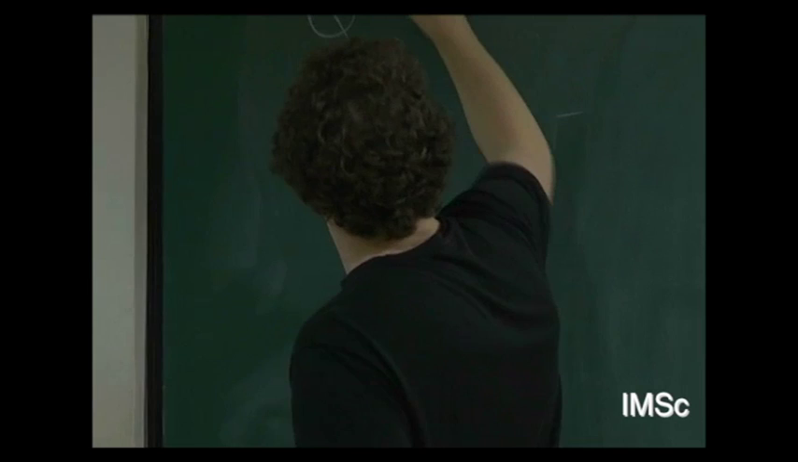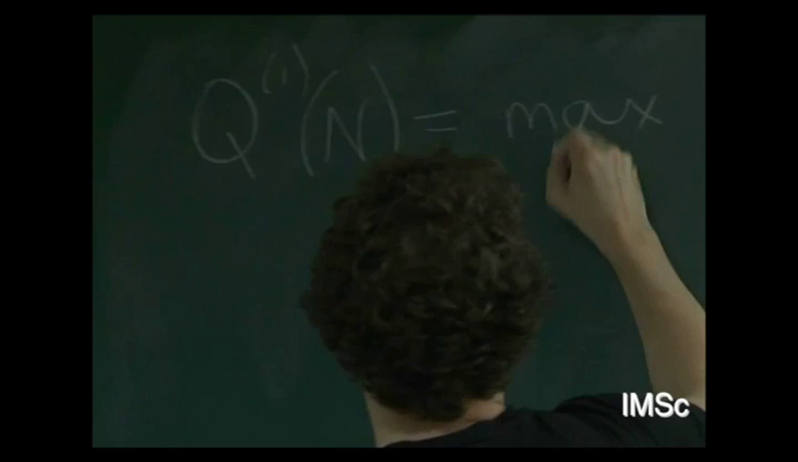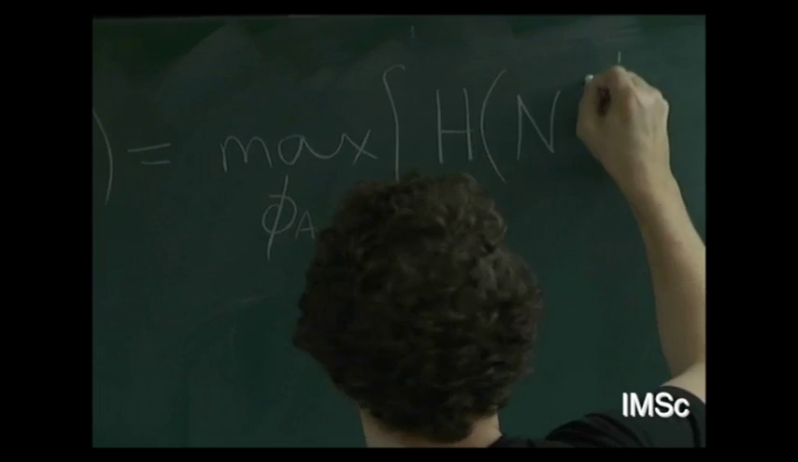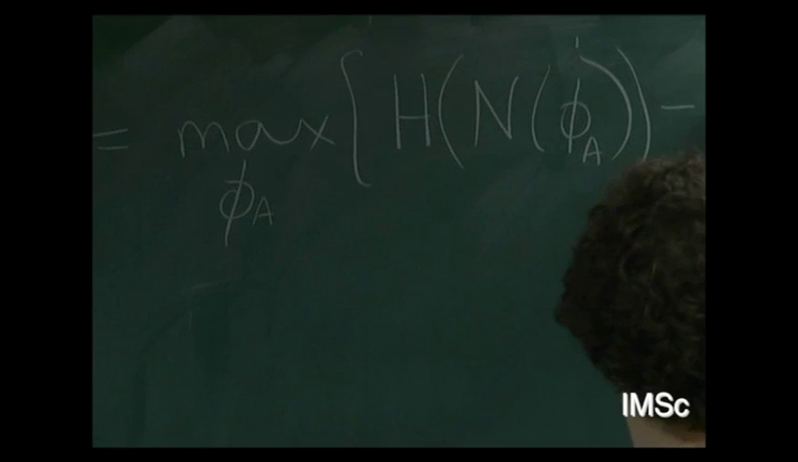Okay, so now the rate that we know you can achieve for a quantum channel using random coding strategies is given by the following. It's a maximum over all mixed states at the input of the channel of the entropy of the output of the channel on that state minus the entropy of the environment of the channel on that state.